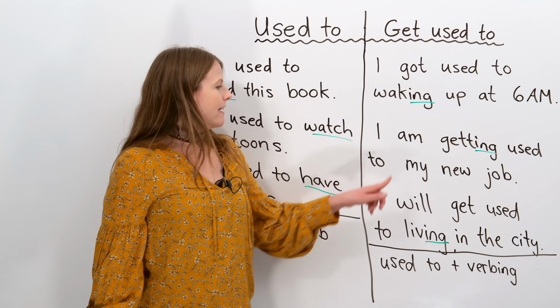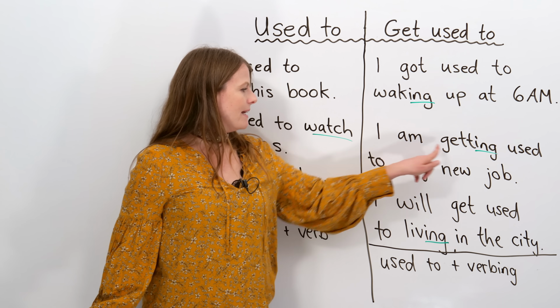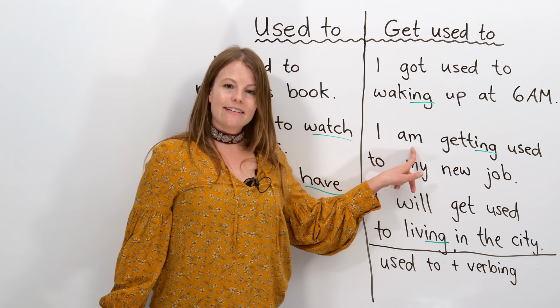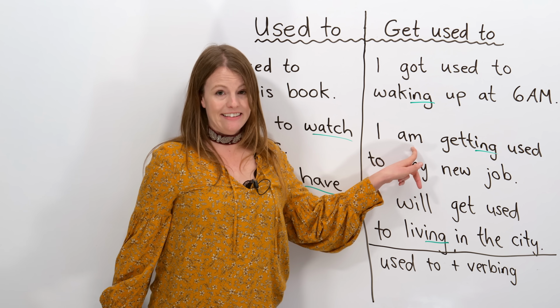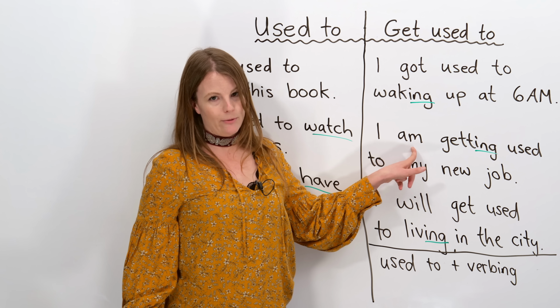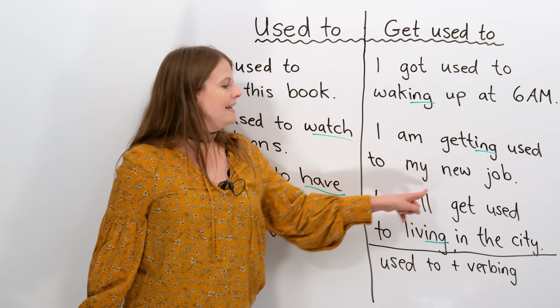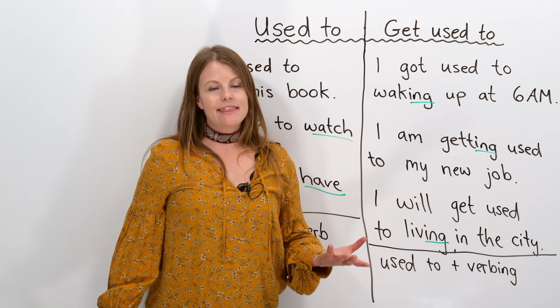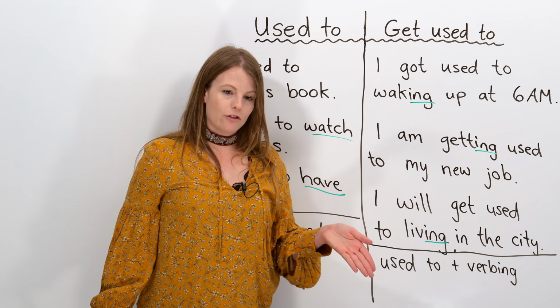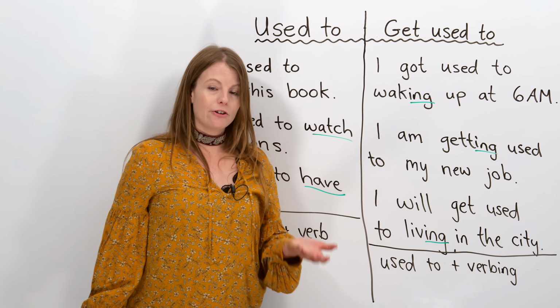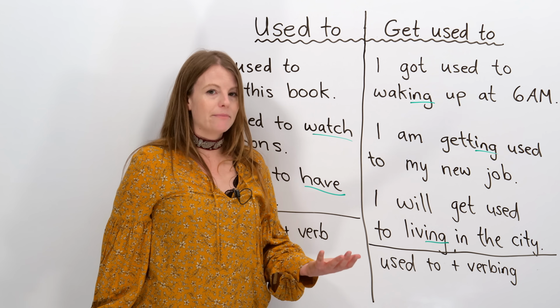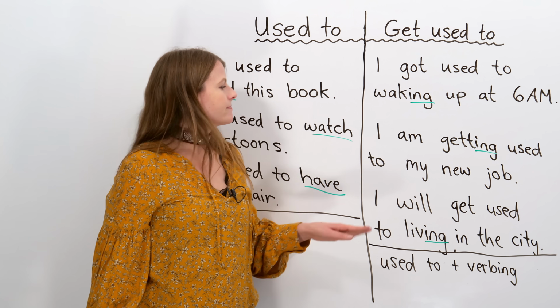So you may notice that we have getting, am getting used to. In this case, we're using the present continuous tense. You can use any tense with get. This is just one example. And again, the meaning here is that things used to be strange at the beginning, but now they're normal. I'm accustomed to my new job.